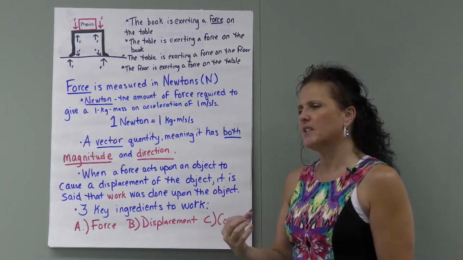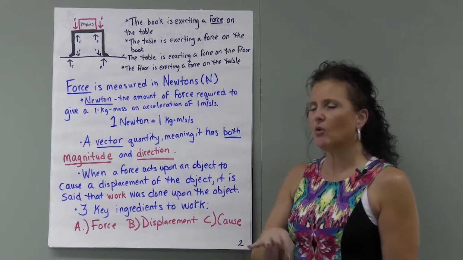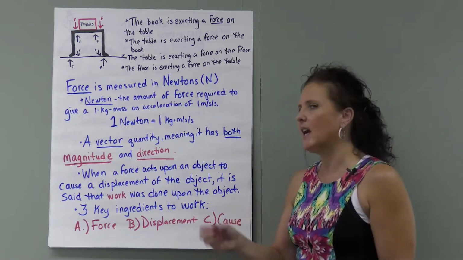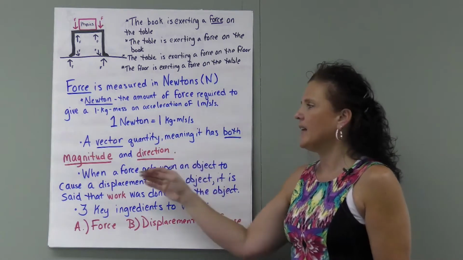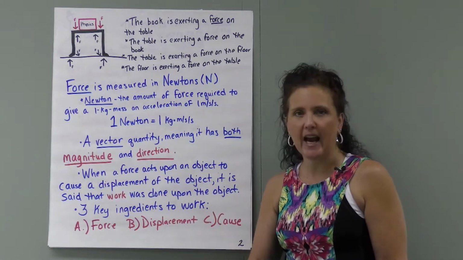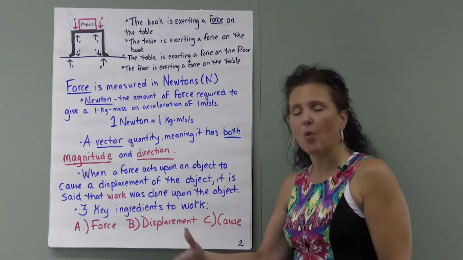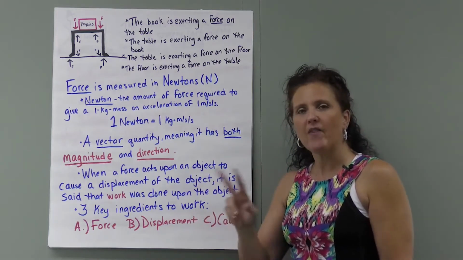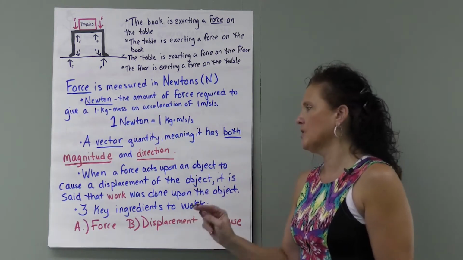What we want to look at is that force is a vector quantity. We have vector quantities and scalar quantities. Vector means it has both a direction and a magnitude. So we would say that's a force of 10 newtons down, right? Or a force of 20 newtons up. A vector means we have to talk about both of those things.